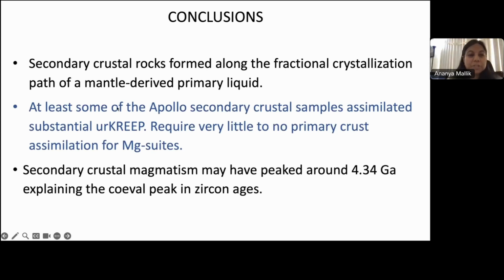So overall, the conclusions from this talk would be that secondary crustal rocks formed along the fractional crystallization path of a mantle-derived primary liquid. We know that at least some of the Apollo secondary crustal samples assimilated substantial amounts of KREEP, but we also know from the fractional crystallization models that the MG suites require very little to no primary crustal assimilation. Then we can say overall that secondary crustal magmatism may have peaked around 4.34 billion years, which also explains the zircon peak at the same time. So that's it. Thank you, and I'm happy to take questions.